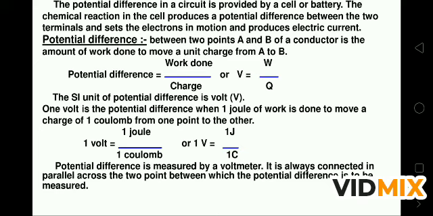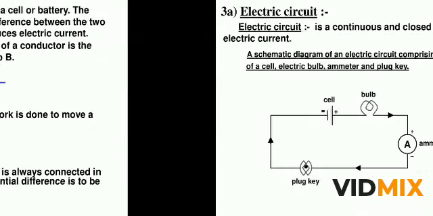This is very important. The difference between an ammeter and a voltmeter is that an ammeter measures current and a voltmeter measures potential difference. An ammeter is connected in series to the circuit, and a voltmeter is connected in parallel across the 2 points where the potential difference is to be measured.